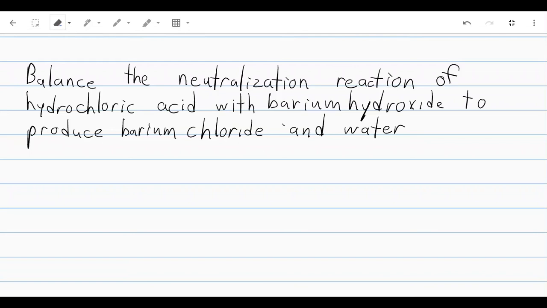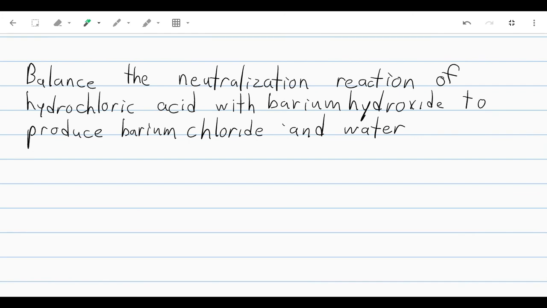In this question, we're asked to balance the neutralization reaction of hydrochloric acid with barium hydroxide to produce barium chloride and water. What I'm going to show you with this one is how to use the polyatomic ion trick to simplify this question. This is perfectly doable without using polyatomic ions, and at first it doesn't look like there's much involved. But let's write this out.